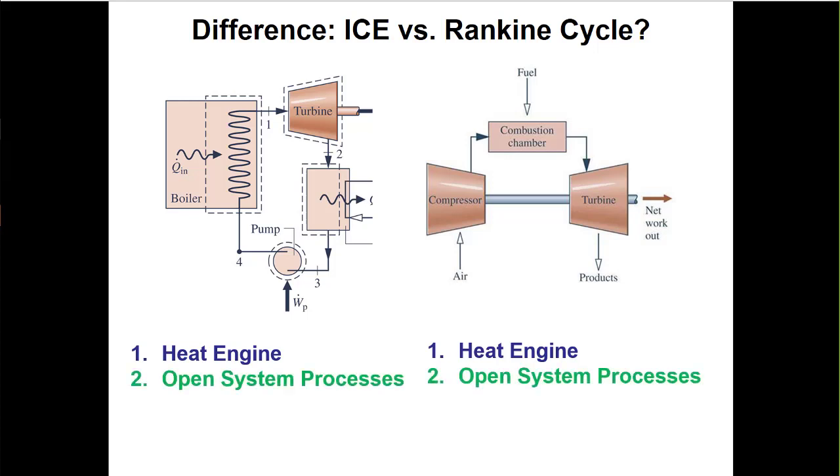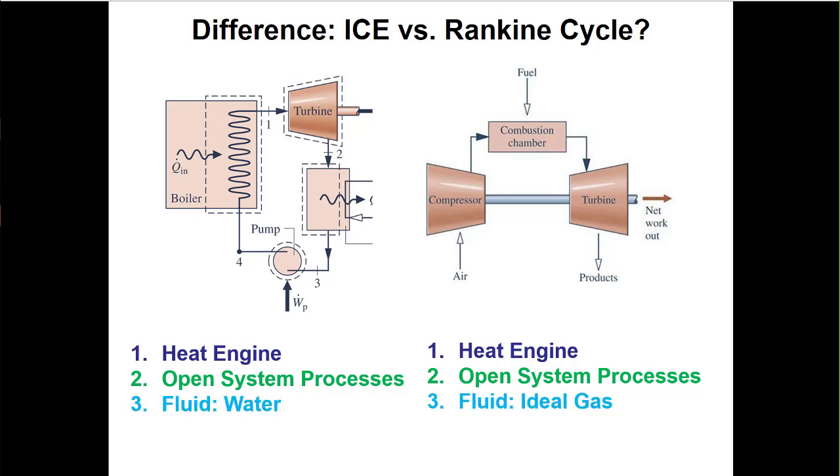Then we ask ourselves, when I go through this cycle, is it going to be a series of open system processes or a series of closed system processes? Basically, which versions of the first and second law do I need to use? And like the Rankine cycle, this is an open system process. So far, it's exactly the same as a Rankine cycle.